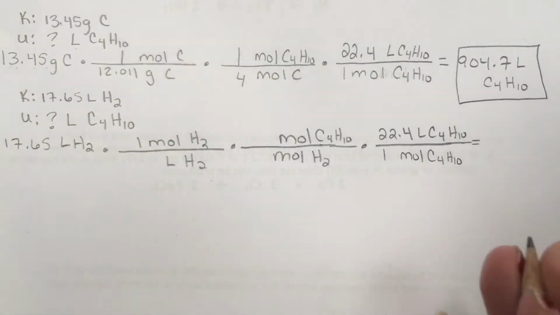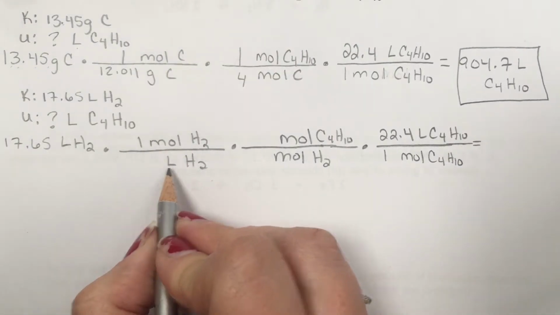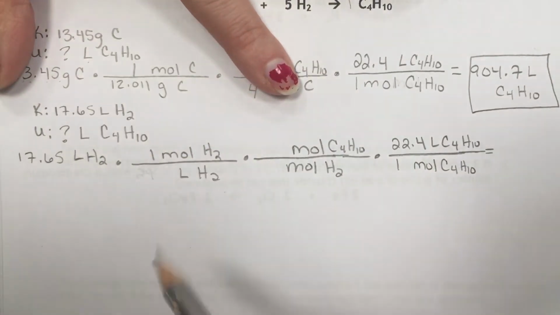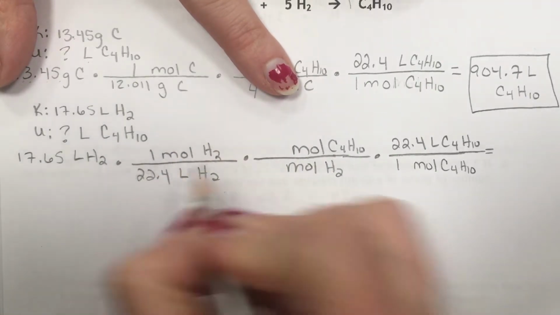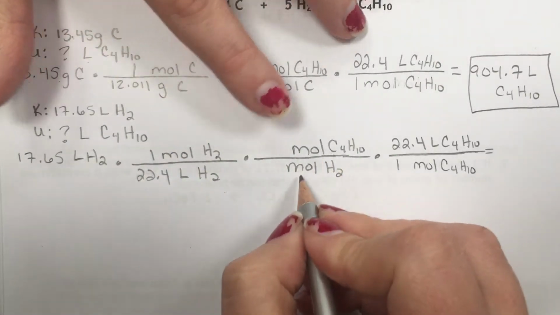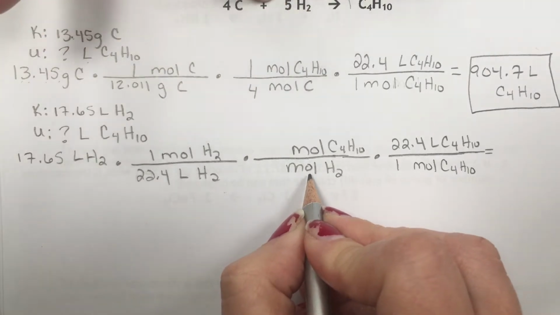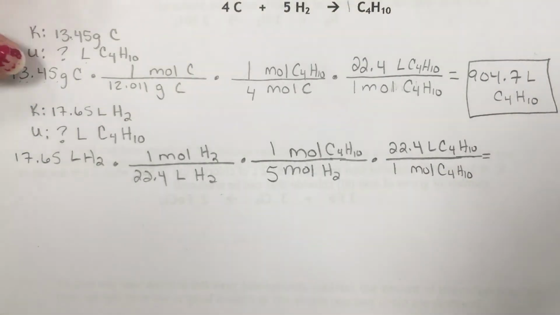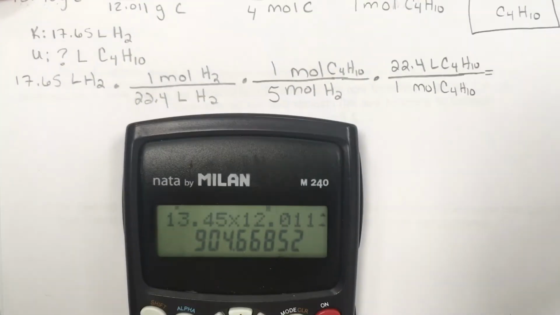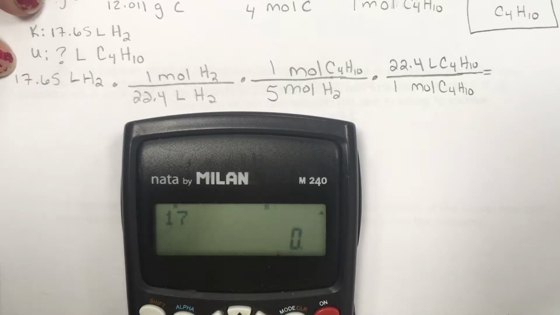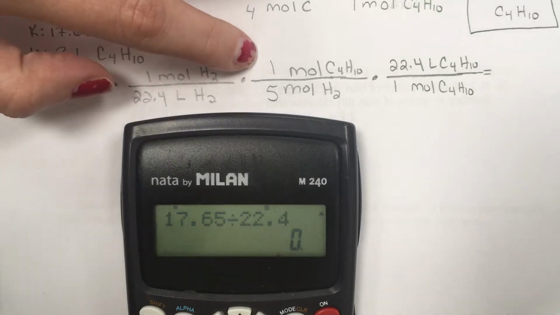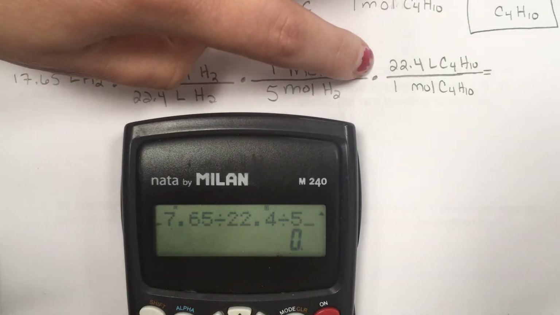Okay, so we have most of the stuff filled out. I know that for every 1 mole, there's 22.4 liters of any gas at STP. And then mole-to-mole ratio, so for every 5 moles of hydrogen, we will have 1 mole of butane, and everything else is filled out. Okay, so 17.65 divided by 22.4 divided by 5 times 22.4.